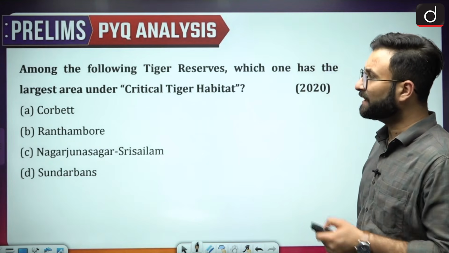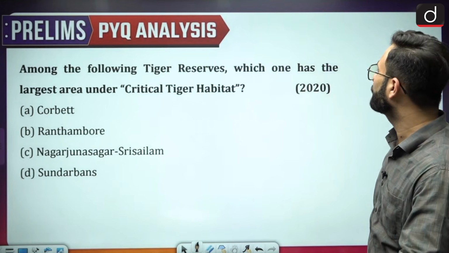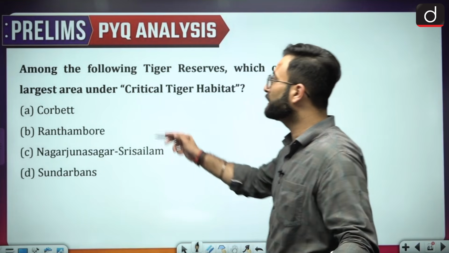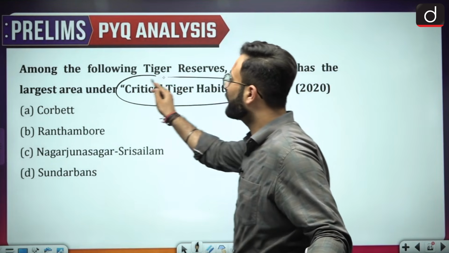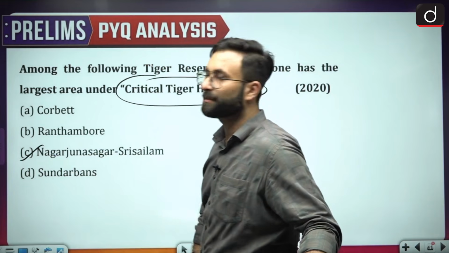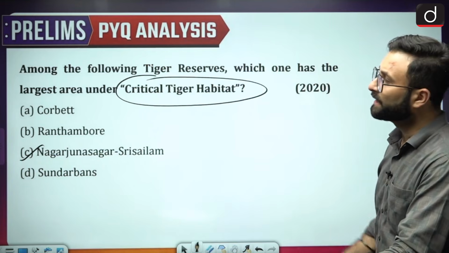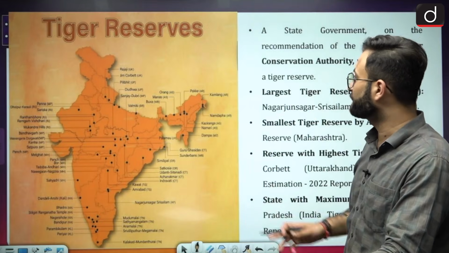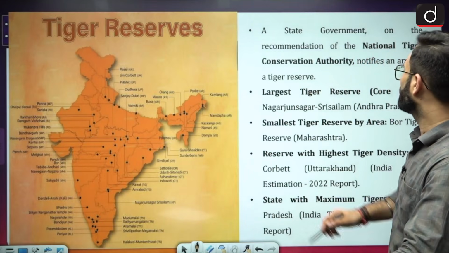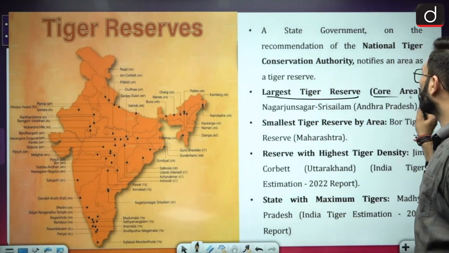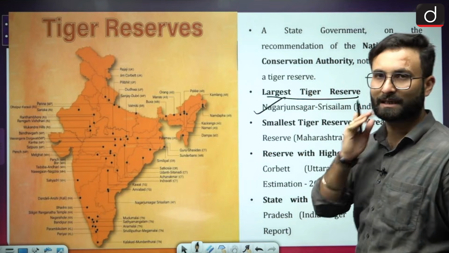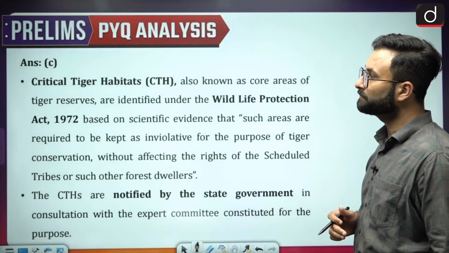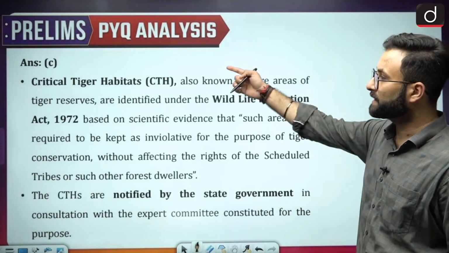Okay, coming to the next one, among the following tiger reserves, which one has the largest critical tiger habitat? When we talk about the critical tiger habitats or the largest one, Nagarjuna Sagar Srisailam is the one. Option C is your right answer over here. This is the factual statement. When we talk about these maps of the tiger reserves, there are certain facts which are given over here. Okay, so here you can say the largest tiger reserve, that is core area, when we talk about, that is Nagarjuna Sagar Srisailam. Okay, coming to the question again. So this is what has been discussed over here.